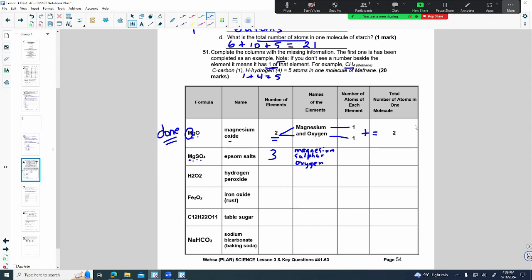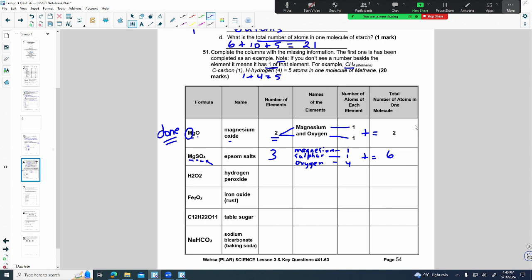Look at the number beside Mg. You don't see a number, so we know there's 1 magnesium. Sulfur, you don't see a number there, so we know there's 1. Oxygen, you see the number 4. So you add that all together. 1 plus 1 plus 4 gives you a total of 6 atoms in one molecule of Epsom salts.